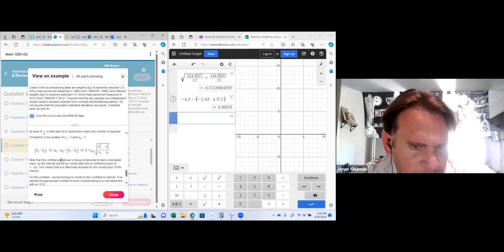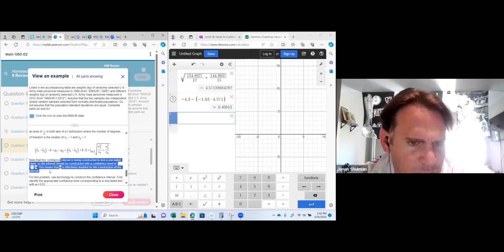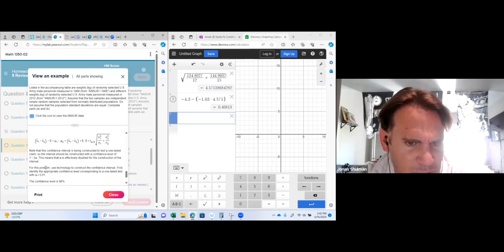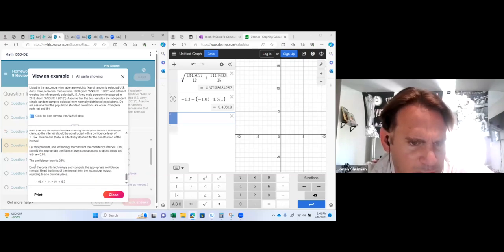Note that this confidence interval is being constructed to test a one-tailed claim, so the interval should be constructed with confidence 1 minus 2 times alpha. This means that alpha is effectively doubled for the construction of the interval. So our alpha was 0.05, and now it's 0.025. For this problem, use technology to construct the confidence interval. First, identify the appropriate confidence level for a one-tailed test with alpha 0.01. This confidence level is 98%.